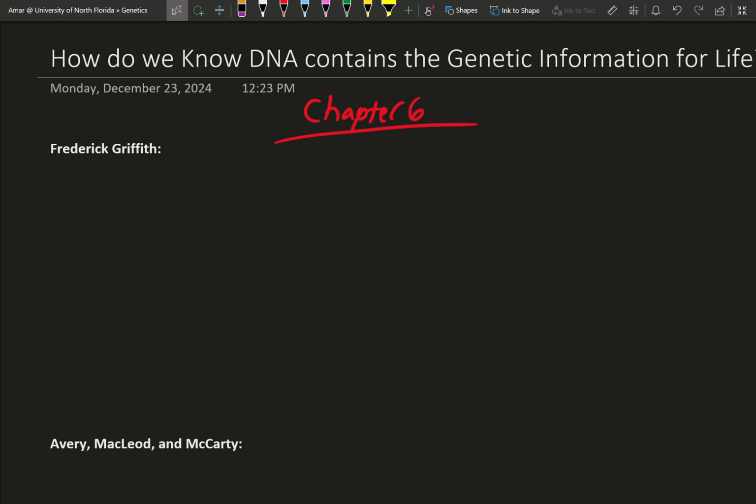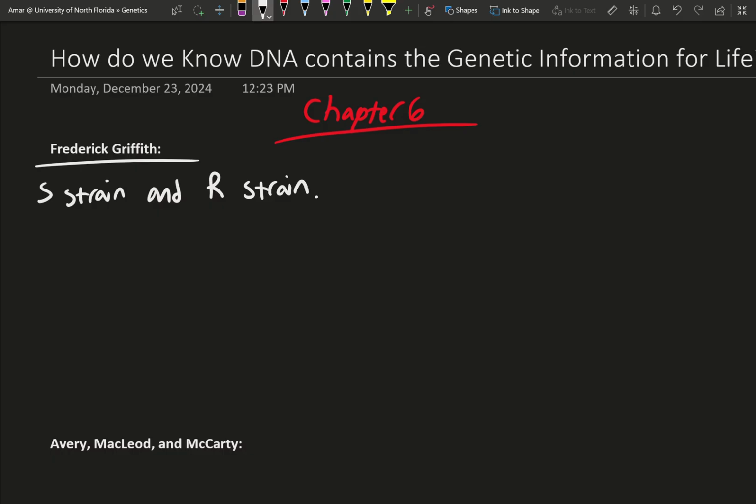To begin with, we're going to start off with this guy called Frederick Griffith. He mainly studied a bacteria that had an S strain and an R strain. A strain is basically a bacteria that has a slightly different phenotype, but it's the same species. I can't remember what species this was. I think it was pneumococcus.